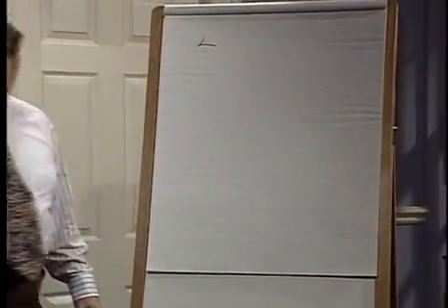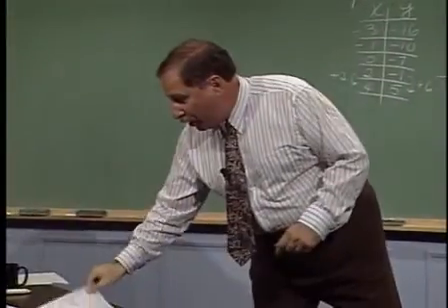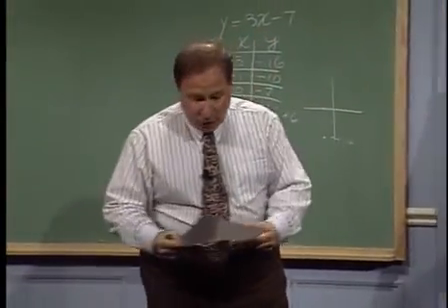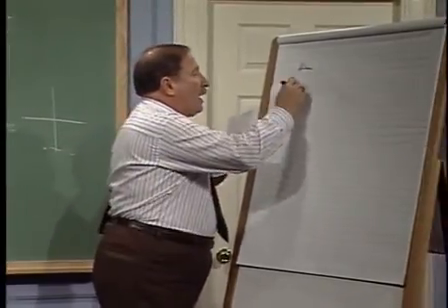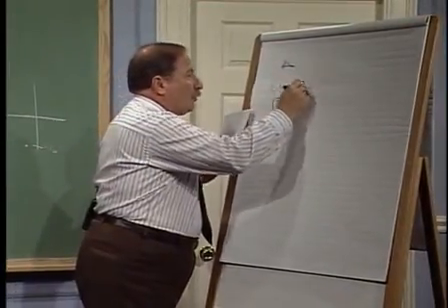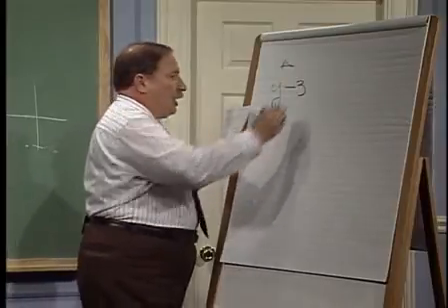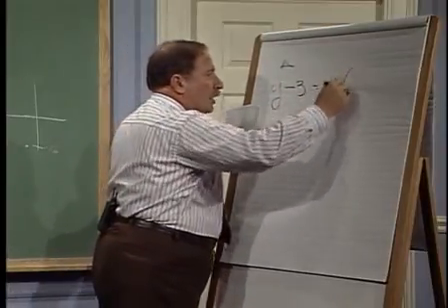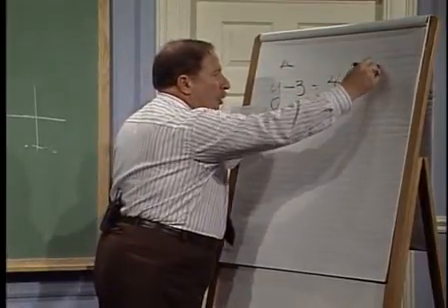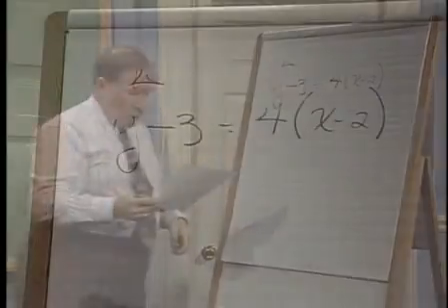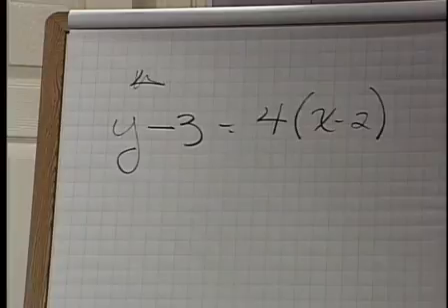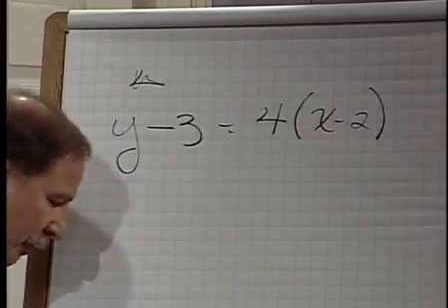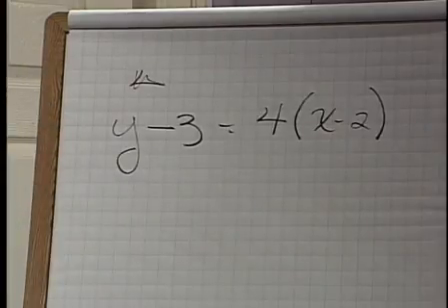Let me get the exact equation. If you don't mind, I'm going to carry this over here so I don't look silly going back and forth. We're going to erase that. That was no good. y minus 3 equals 4 times x minus 2. Now, there's an example of something in what's called the point-slope method. You may have seen this before.